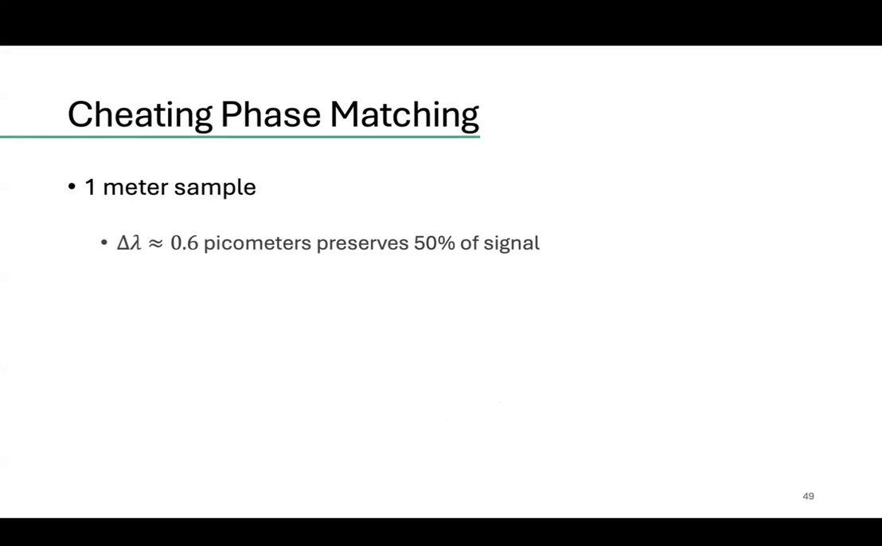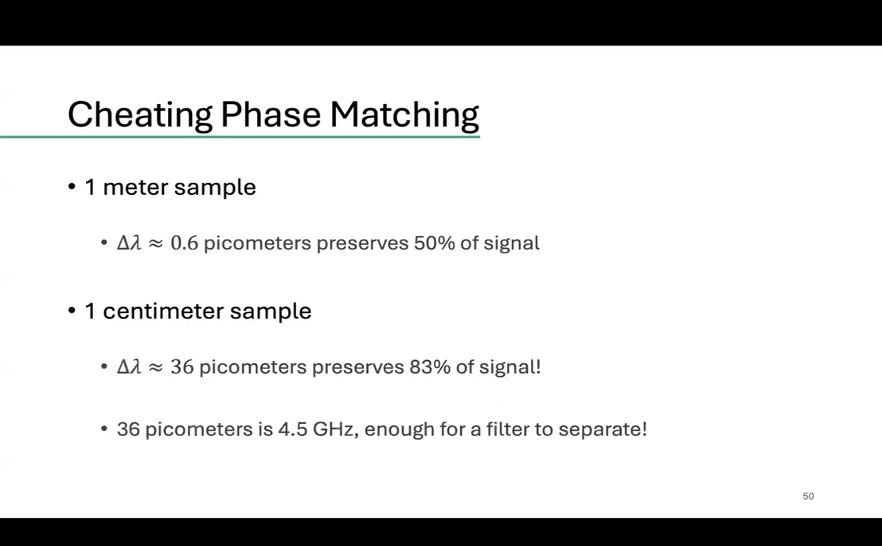So if we get lengths short enough, so if we're a 1 meter sample, which isn't that short, we get a pump probe detuning of 0.6 picometers, not very much, but this still preserves 50% of the signal. This is meaningful, right? And if we go shorter, for a 1 centimeter sample, pump probe detuning of 36 picometers, that's separation of pump and probe, right? That's our wiggle room. It preserves 83% of the signal.